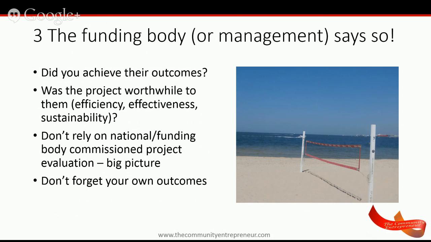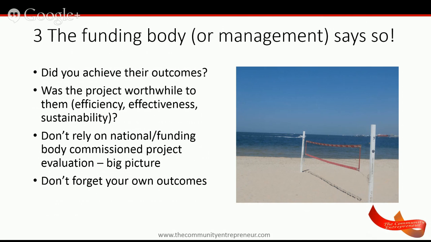So it's important, even if there is a national or a bigger evaluation program around the funding stream that you are involved in, it's very important that you evaluate at your own local level, because you're going to get some data that the bigger guys are just going to completely miss because it's not within their scope.